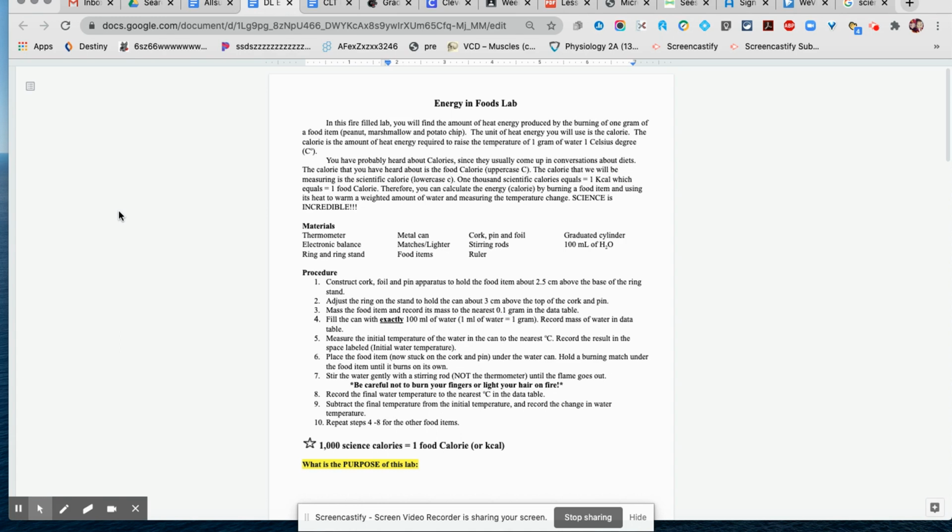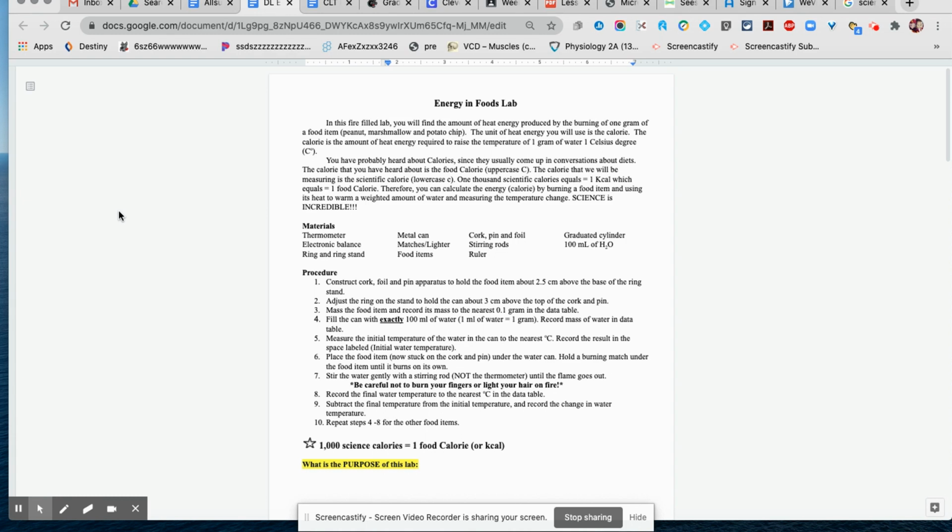With our focus this week on energy and the molecules that provide us with that energy, we are going to be using fire to calculate the amount of heat energy that's produced as we burn the food items. What we're trying to get down to is how much energy is in each gram of food item. The three food items we're burning are peanut, marshmallow, and potato chip. And the unit again is the calorie.